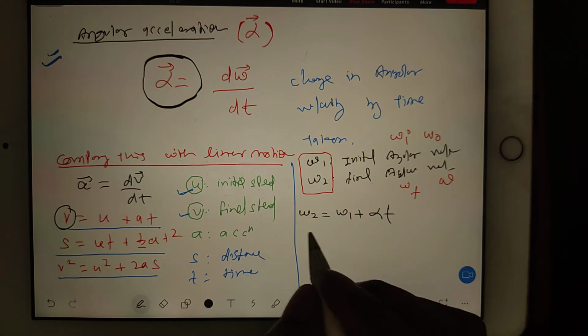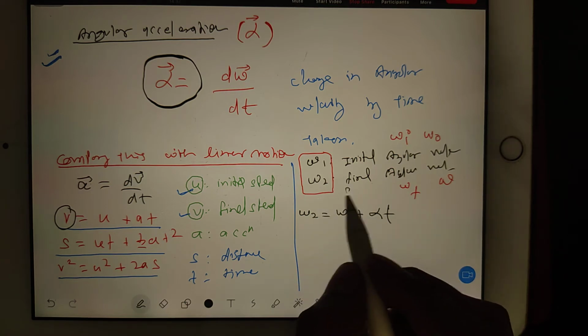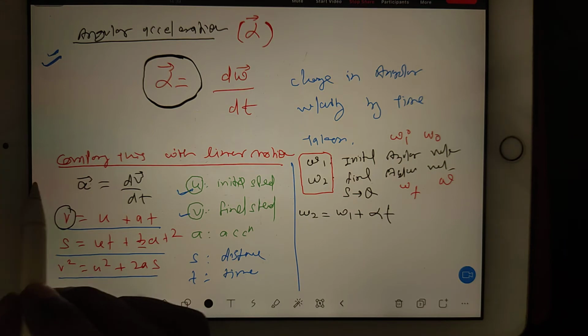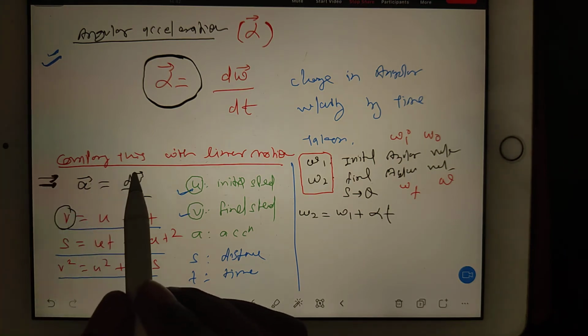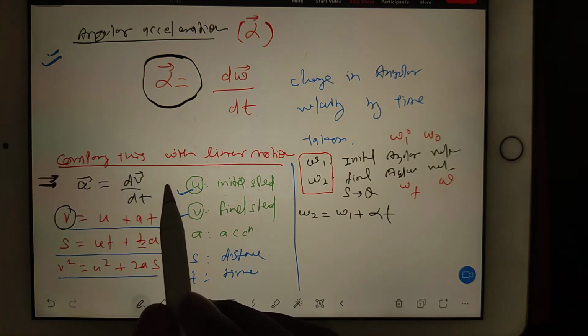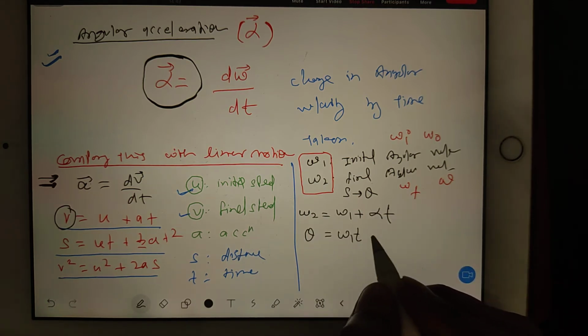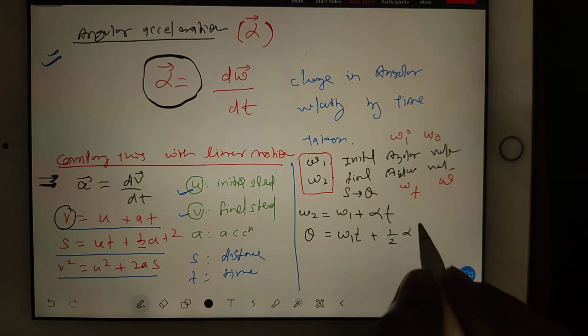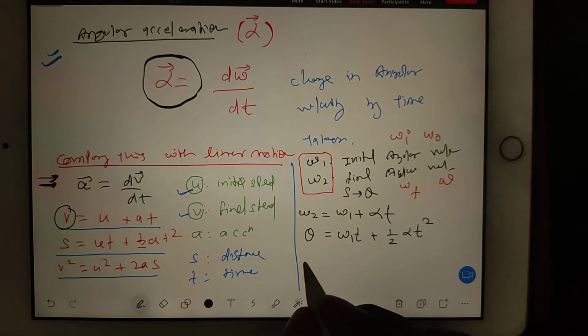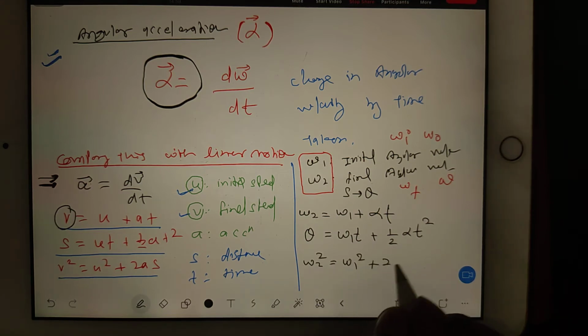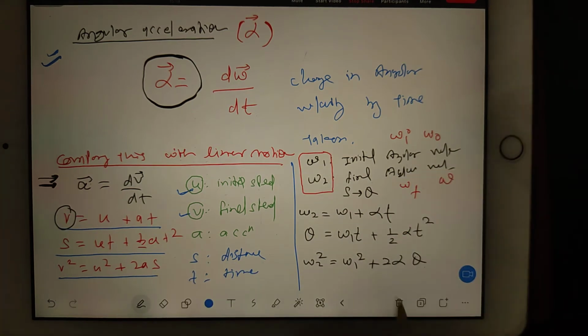In the same way, we are going to discuss s now. In this case, s you will replace with theta, because in linear motion we cover distance, but in angular motion we cover angle. So that's why theta is equal to omega 1 t plus half alpha t square. Then you will write omega 2 square is equal to omega 1 square plus 2 alpha theta. Did you understand everything?